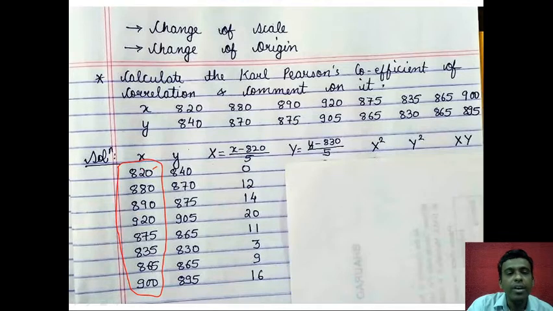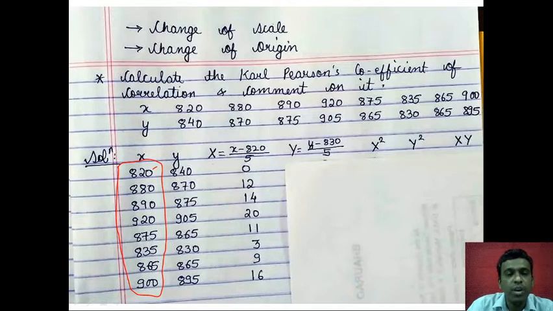If I do x minus 820, it is only change of origin. So I'll get numbers like 0, 60 and so on, 70, then 100 and so on. Still we have big numbers. So all those numbers which are there are divisible by 5.